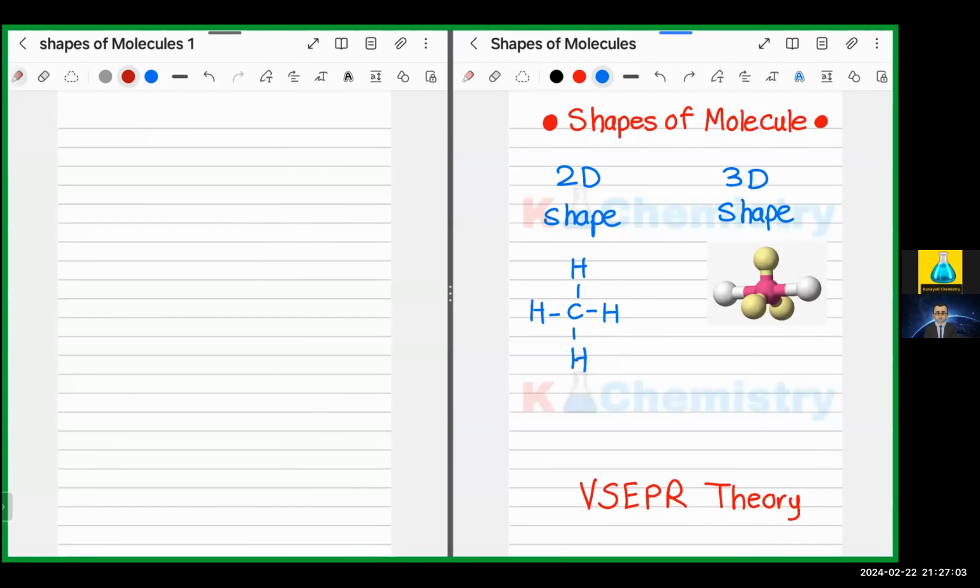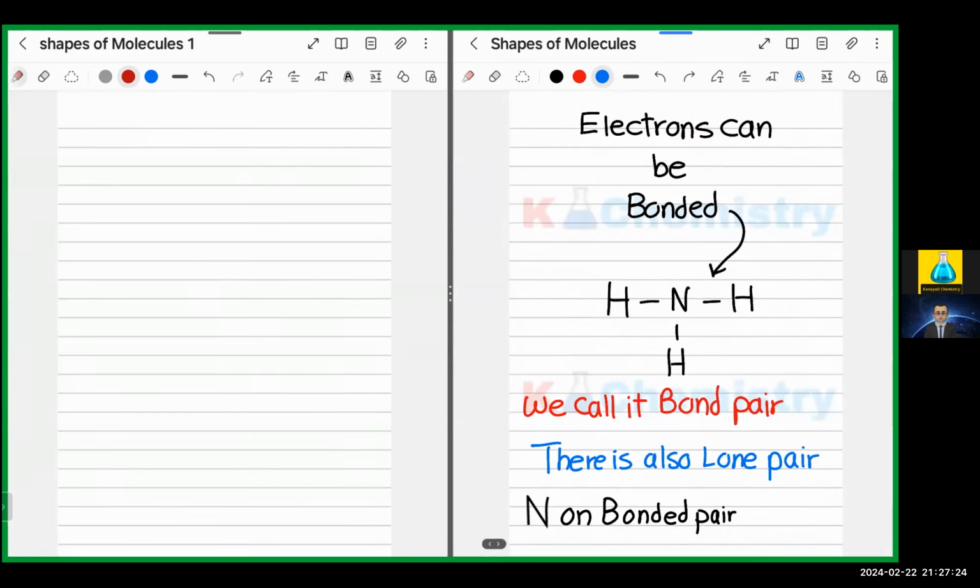So this is regarding the shapes of molecules. We are trying to see the 3D shape of the molecule instead of its 2D shape that we draw on the paper. I will not trouble you with the name of the theory. The VSEPR theory, you will know its name and why it's named like that later. For the time being, let's have a look at the electrons.